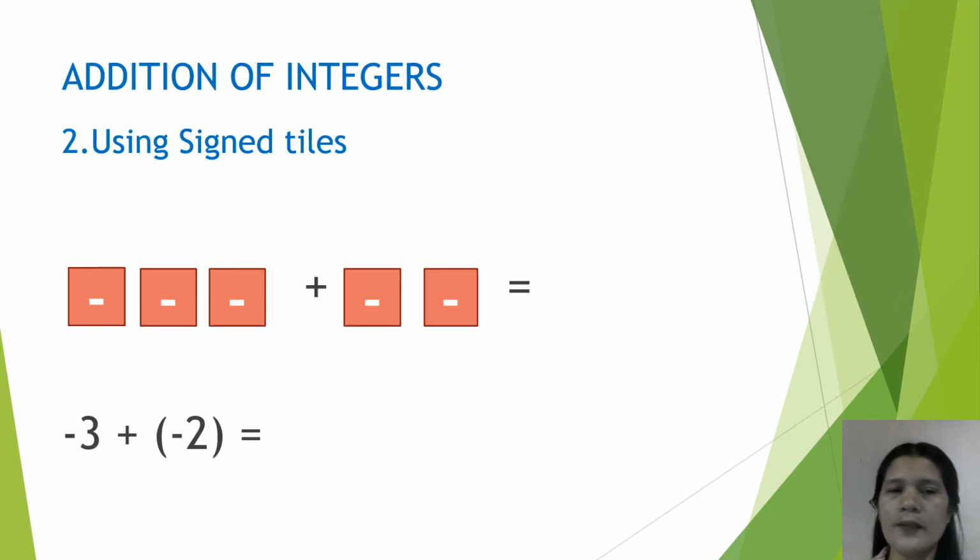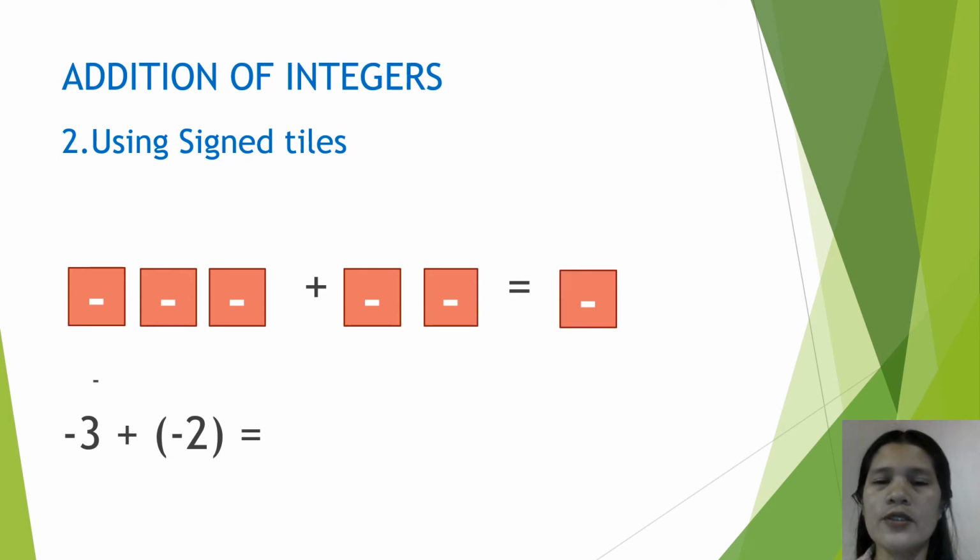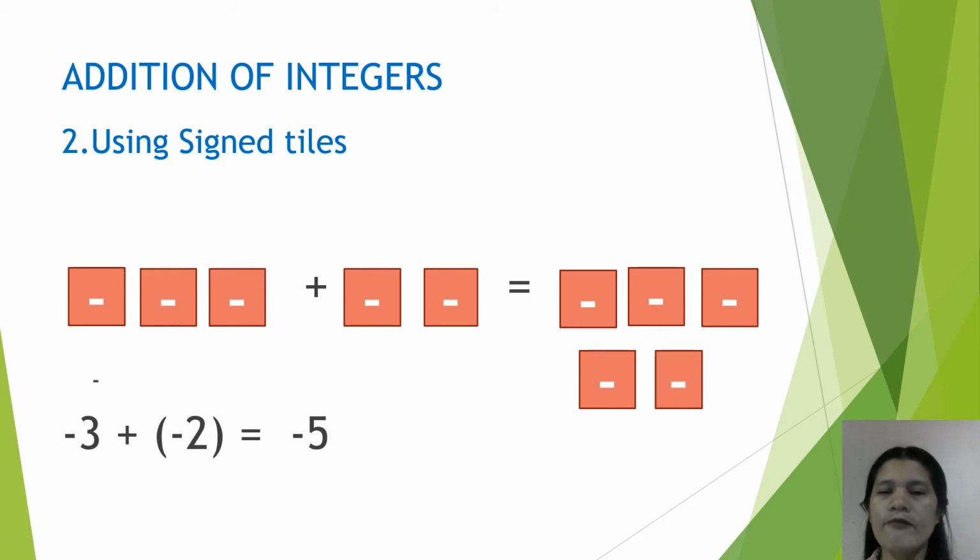So another example. Negative 3 plus negative 2. So we have 3 negative tiles plus 2 negative tiles. Since they are both negative tiles, as we discussed a while ago, that negative red tile represents negative, so we have to add them all. So we have 1, 2, 3, 4, 5. So the answer is negative 5.